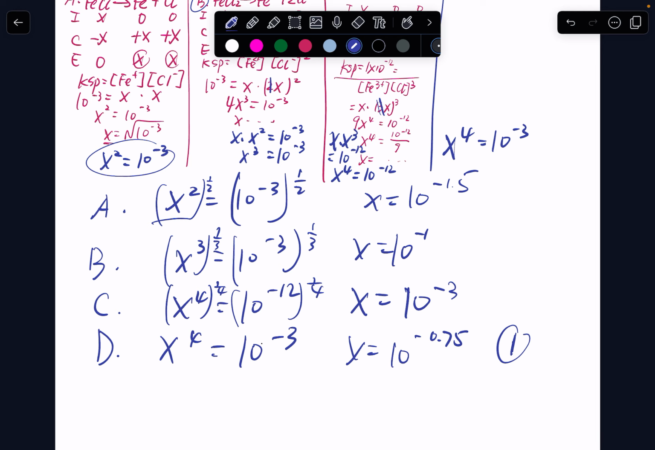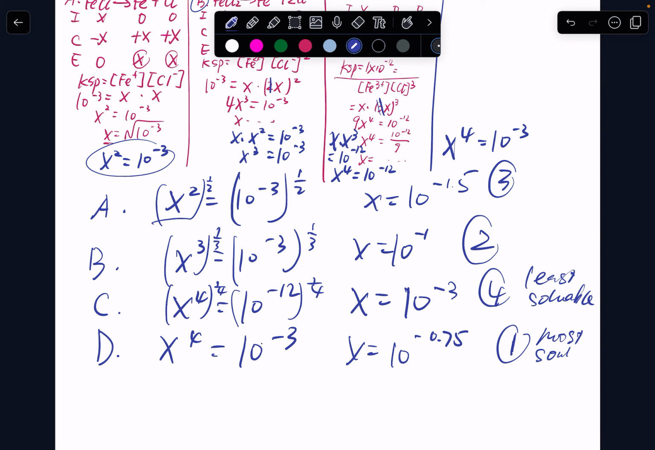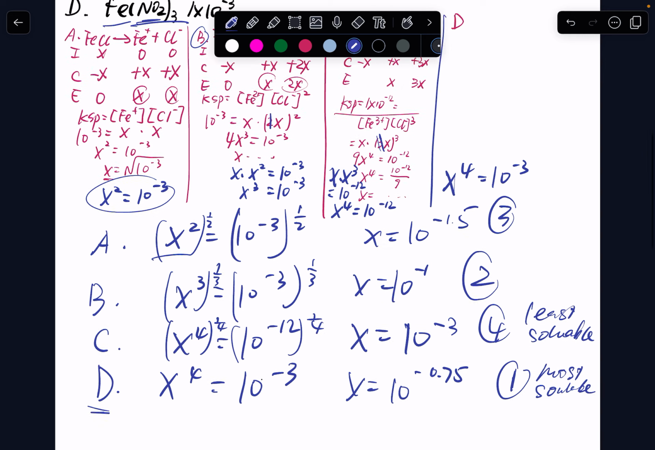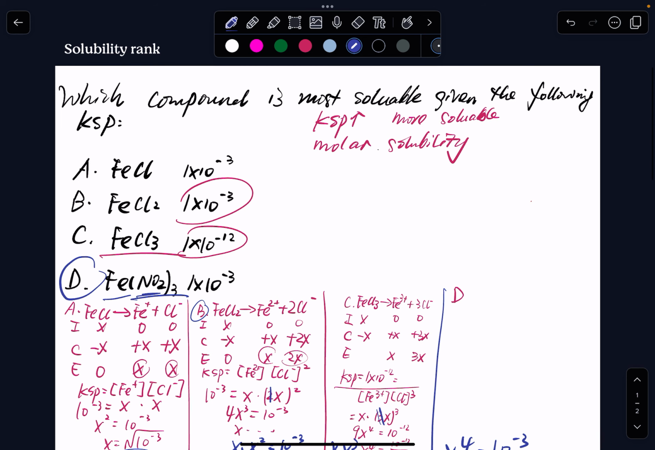So this is number one. And then which one is number two? Number two is this one, right? Number three is this one. And number four is this one. So number four is the least soluble, right? And then number one is the most soluble, right? So answer choice D is my answer, right? This is the most soluble. I would pick this.